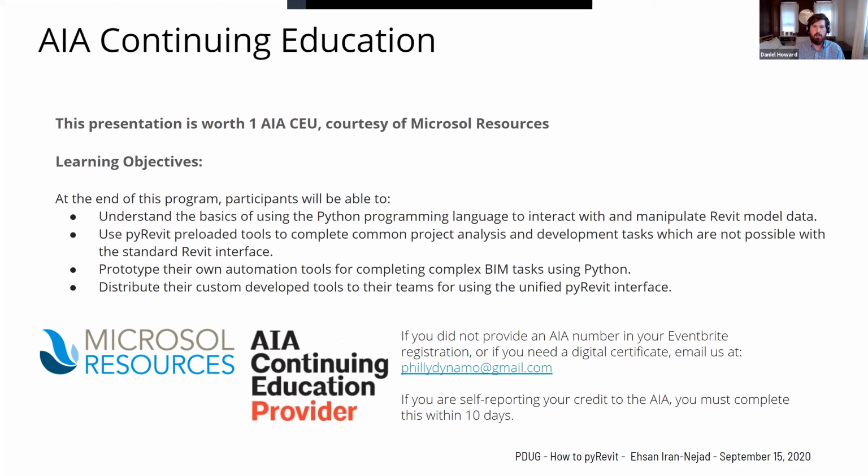So just a little bit of boilerplate we got to go through for this. This is worth 1 AIA CEU. Our objectives for this meeting are to understand the basics of using the Python programming language to interact with and manipulate Revit model data, to use the pyRevit preloaded tools to complete common project analysis and development tasks which are not possible in the standard Revit interface, to prototype your own automation tools for completing complex BIM tasks using Python, and to distribute your own custom developed tools to your teams using the unified pyRevit interface.